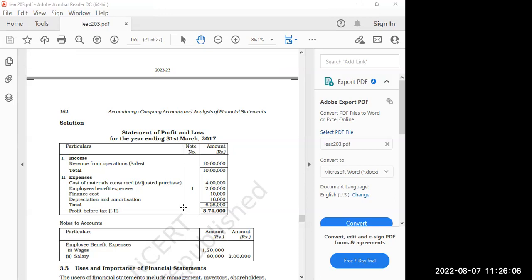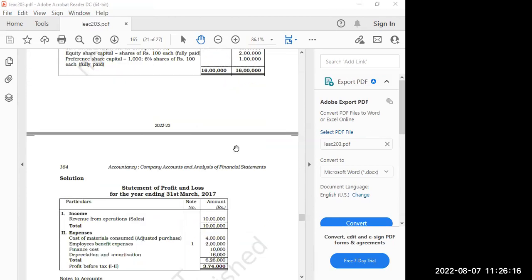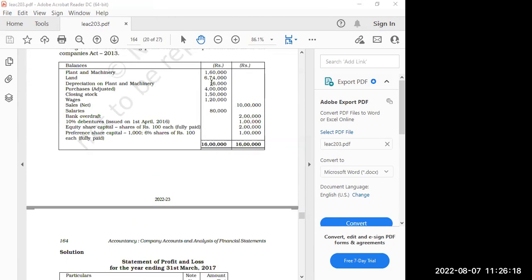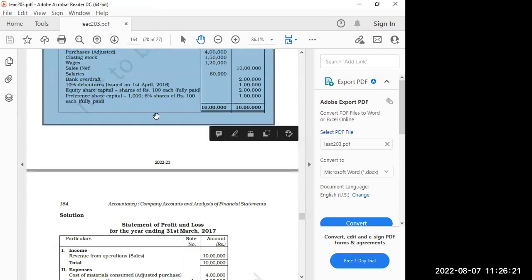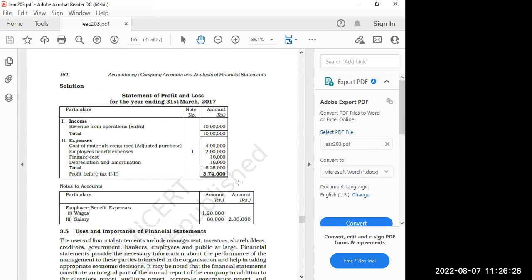Next, there is a concept called amortization and depreciation. It is given in the trial balance. How much? Depreciation how much? 16,000 is given in the question. Look at this, 16,000. That 16,000 I am bringing here. That's all about expenditure. Take a total of expenditure. Total of expenditure is equal to 6,26,000. So 6,26,000 is the total expenditure to make a sale of 10 lakhs.